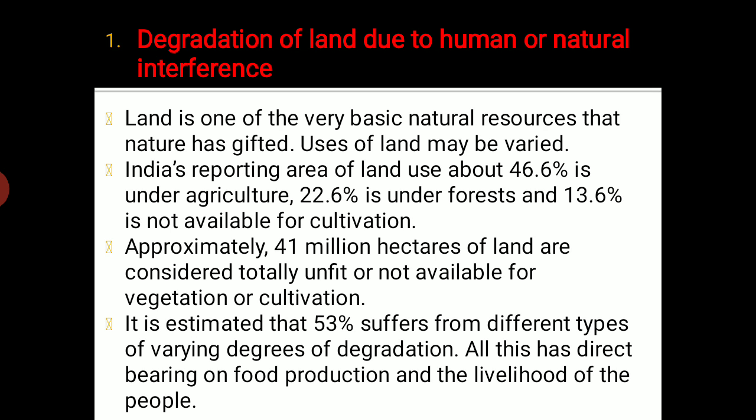So approximately 41 million hectares of land are considered totally unfit or not available for vegetation or cultivation. That means if you convert these 13.6% into land area, then we can come to a conclusion that 41 million hectares of land cannot be used for cultivation or vegetation.